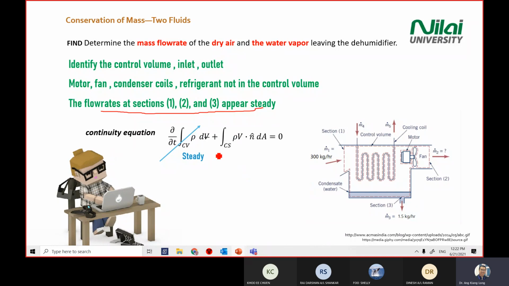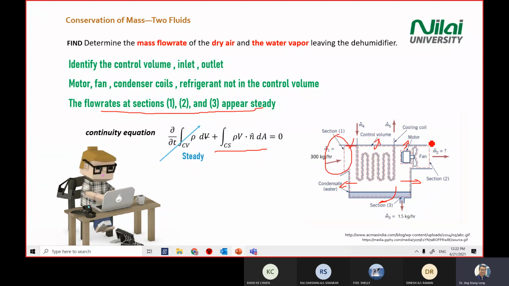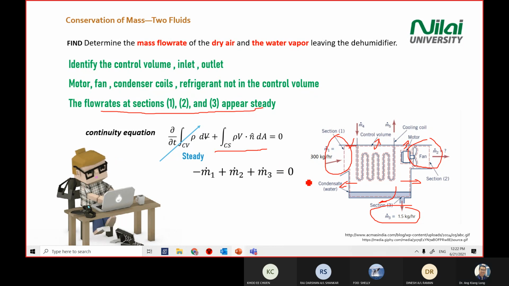So we only have the control surface left. Here the flow cannot go out, here also the flow cannot go out. The wall, everything cannot go out. Here the wall also cannot go out, here also, here also. The only places where flow can go out are section 1, section 2, and section 3. So the control surfaces that have flow crossing them will give you this equation.